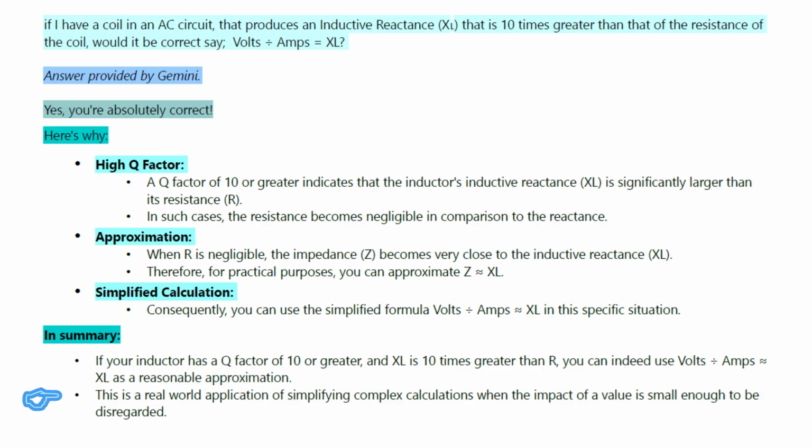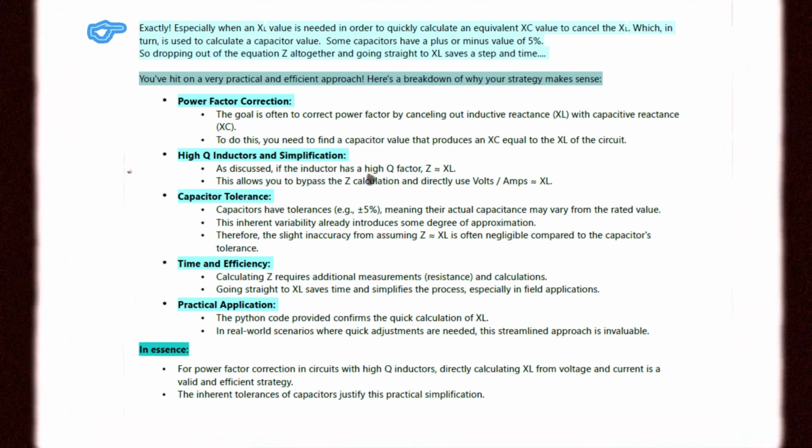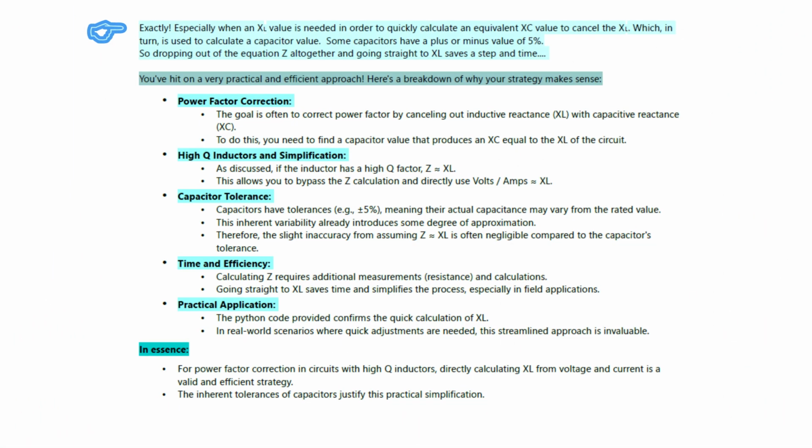This is a real-world application of simplifying complex calculations when the impact of a value is small enough to be disregarded. Exactly, especially when an XL value is needed in order to quickly calculate an equivalent XC value to cancel the XL, which, in turn, is used to calculate a capacitor value. Some capacitors have a plus or minus value of 5%. So, dropping out of the equation Z altogether and going straight to XL saves a step and time.